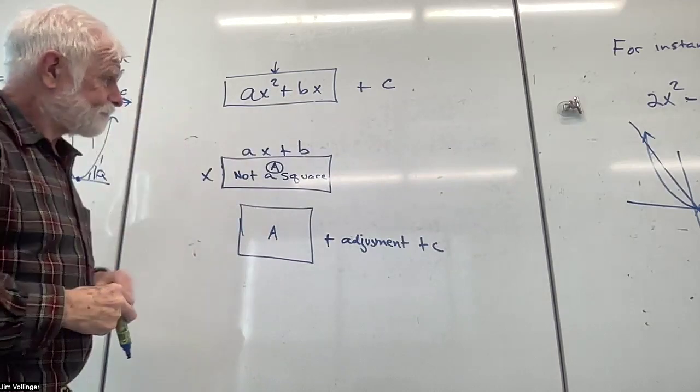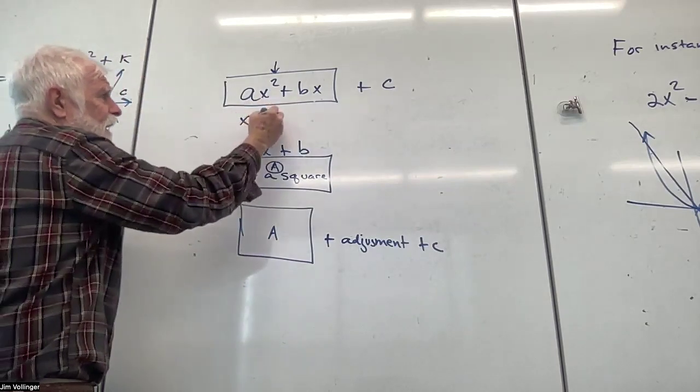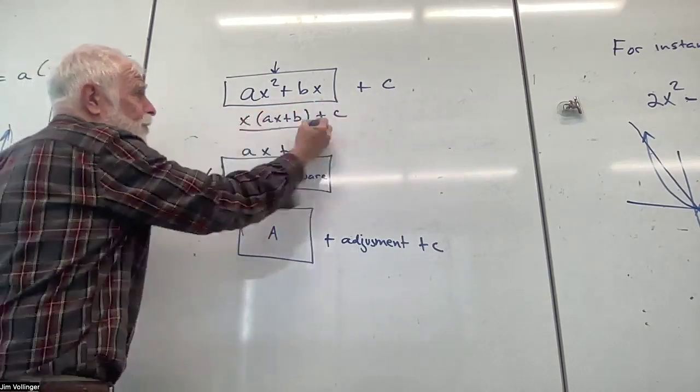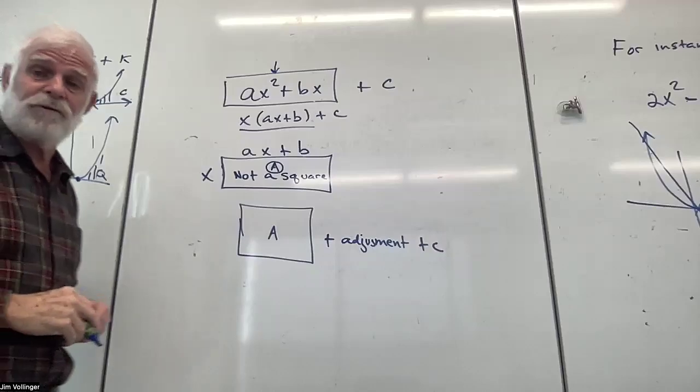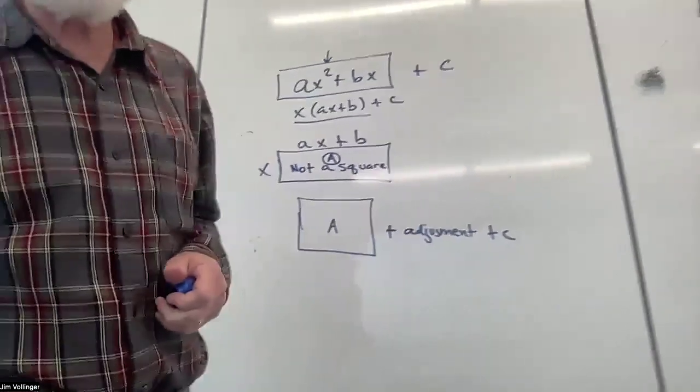All right, but I guess I could always write this as x times ax plus b plus c. That's one term as well. It gives me information too. It gives me a lot of information. Let's look at some of the information that it gives us.